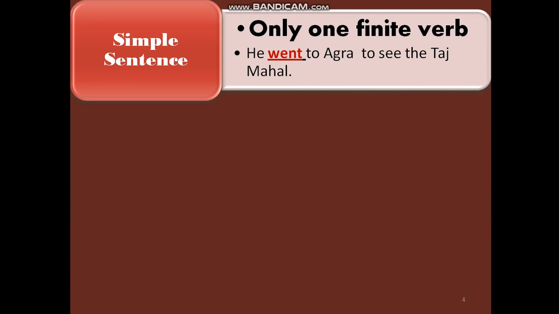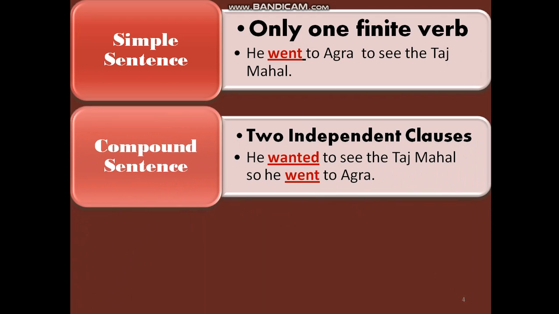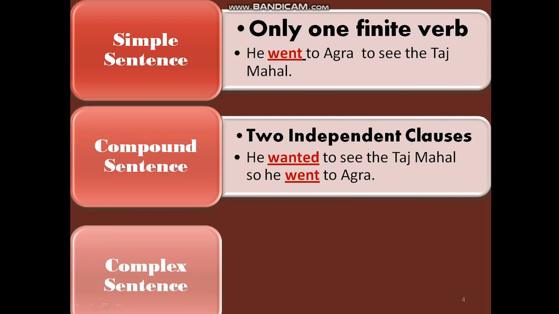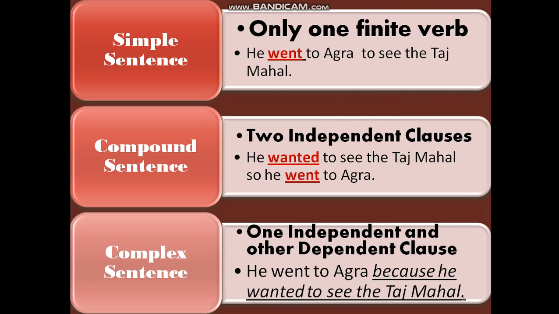Simple sentence, only one finite verb is there in a simple sentence. Compound sentence, there are two independent clauses. And complex sentence, where we have one independent and the other dependent clause. Here in this sentence, "because he wanted to see the Taj Mahal" is the dependent clause.